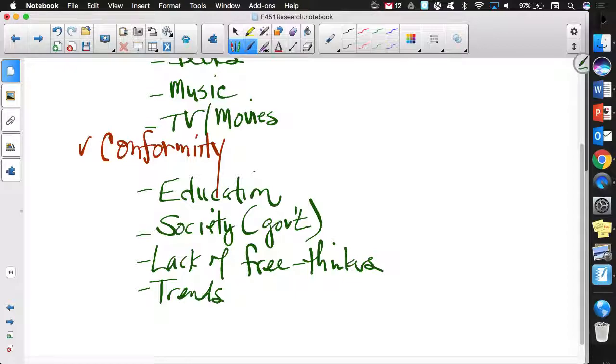Why do folks do that? You could take a look at like celebrity influence with it. So that could be a whole type of conformity that starts to come up, that there is too much influence from other places, whether it be government, whether it be celebrities, whatever the case may be.